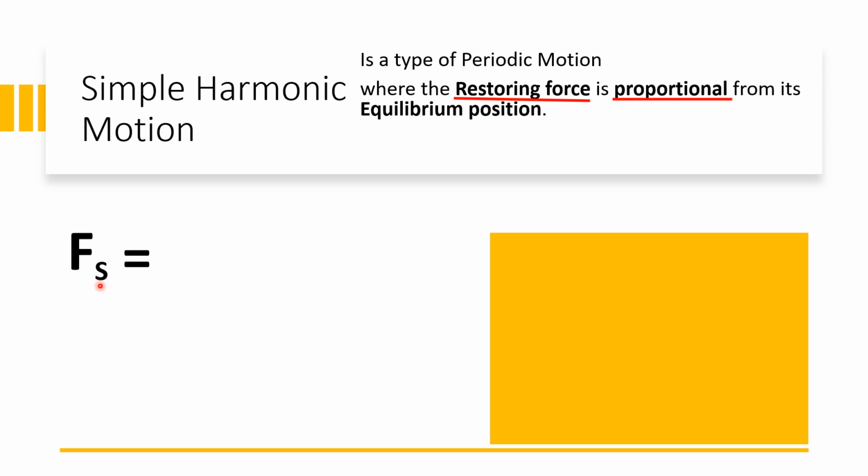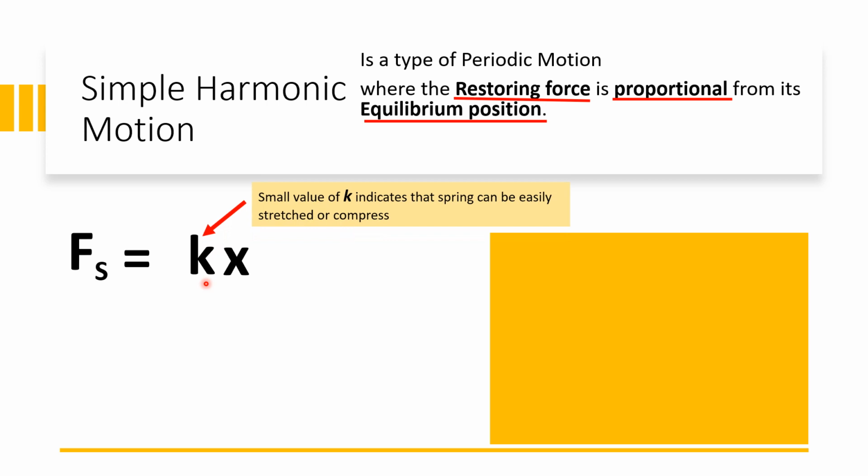Proportional to the equilibrium position. So this is the equilibrium position or the displacement. In this simple harmonic motion, we have this called K. So that is the proportionality constant. Itong K na to, it indicates na kapag maliit ang value niya, yung spring mas madali siyang i-stretch or i-compress. Pero pag malaki ang value ng ating K, ibig sabihin, ang spring is mahirap i-stretch or i-compress. So this K is also known as the constant force.